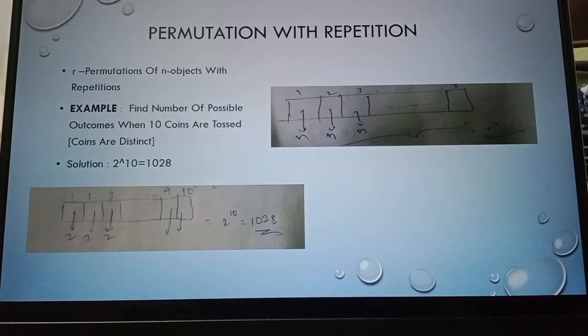Here is a formula-based problem: find the number of possible outcomes when 10 coins are tossed.